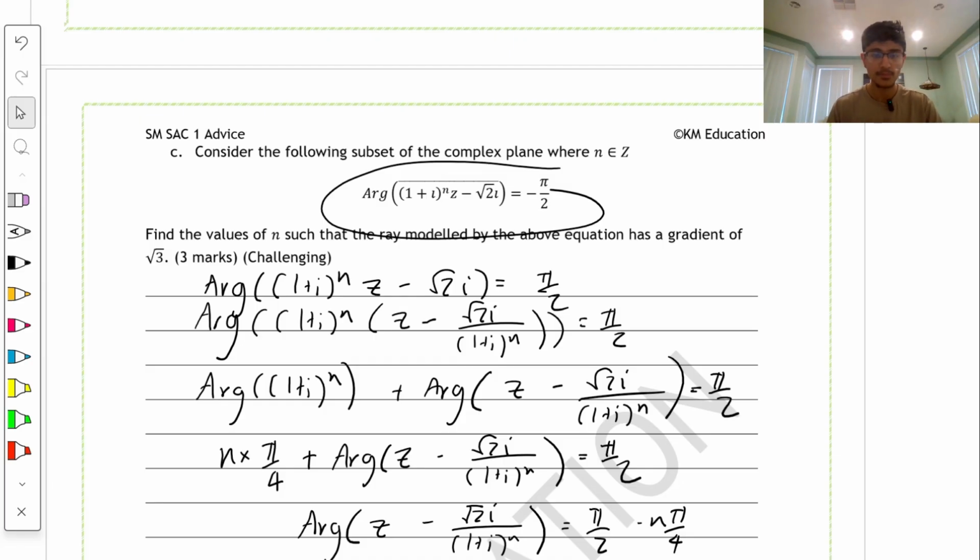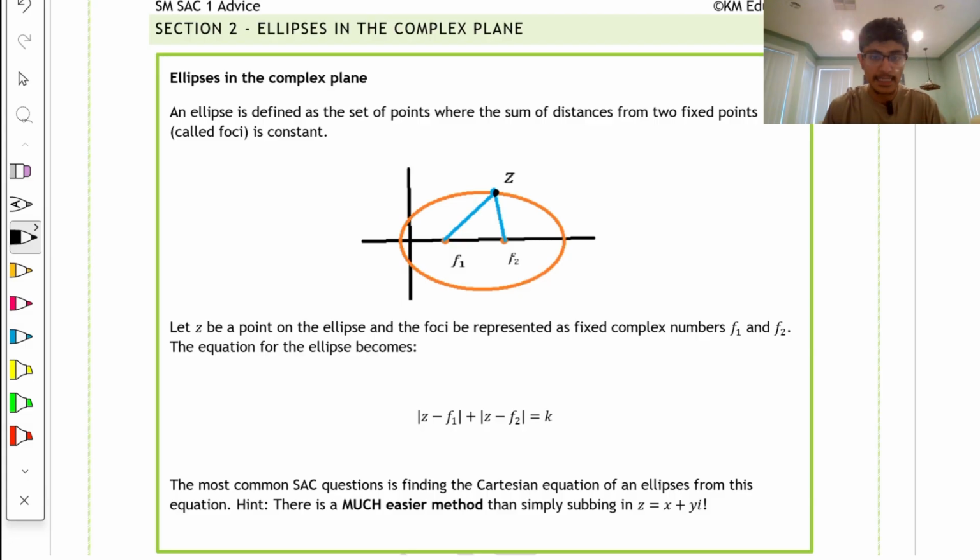So, ellipses in the complex plane. An ellipse is defined as the set of points where the sum of distances from 2 fixed points, which we call foci, is constant. So if I take this point z, which lies on the ellipse, its distance from focus 1 plus its distance from focus 2 is always going to add up to a constant. And that occurs no matter which point on the ellipse I take. I could take this point over here, the distances add up to a constant. I could take this point over here, same story again.